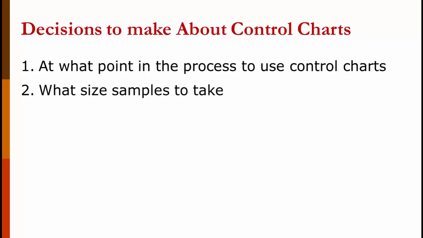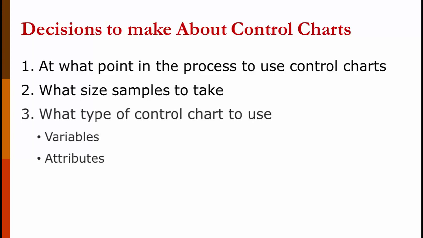Sample sizes tend to be in the 5 range. They're not large. And then a third decision is what type of control chart to use, whether it's variable or attribute. That's really more driven by the type of data that you're able to collect. Variable data is more meaningful, it's more useful. So if you've got the option, you'll collect variable data, but a lot of times you don't have that option, so you end up collecting attribute data.